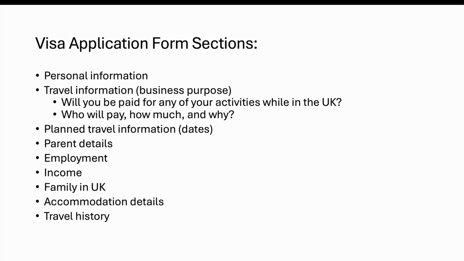What you can expect to see in the visa application form: after you register, you'll be asked to fill out these sections. One is personal information like email, address, passport number, nationality, and those things. Then it's the travel information, which is about your travel to the UK. You will choose the business purpose. If you are going for a conference, this would be in the business category.